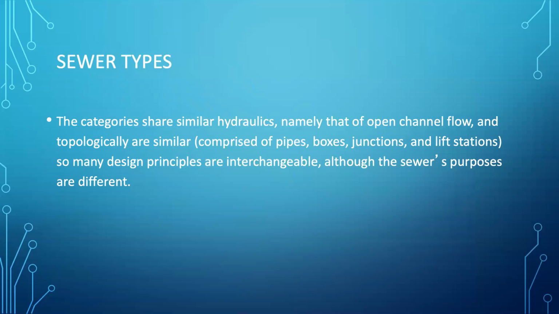So the categories, whether it's storm sewer or sanitary, share similar hydraulics, namely that of open channel flow, and they're topologically similar. They're comprised of pipes, boxes, junctions, and lift stations. So sanitary sewer systems don't have inlets in the same context that storm sewer does, but it has all the other pieces. So most of the design principles are essentially interchangeable, although the sewers' ultimate purposes are different.